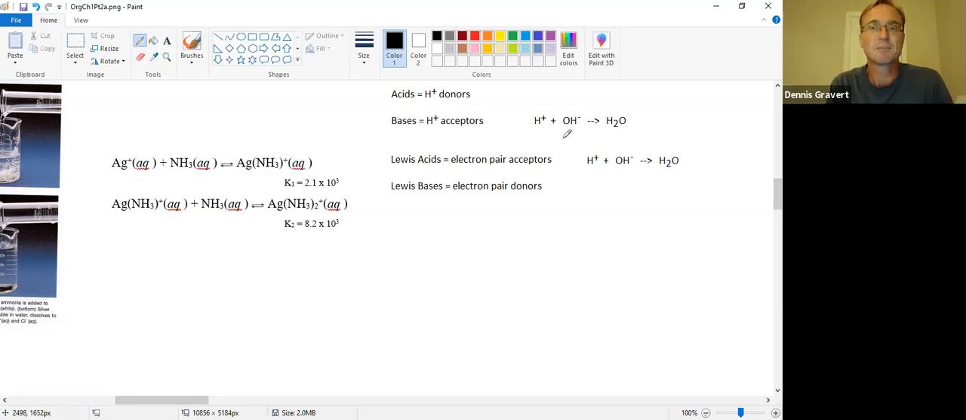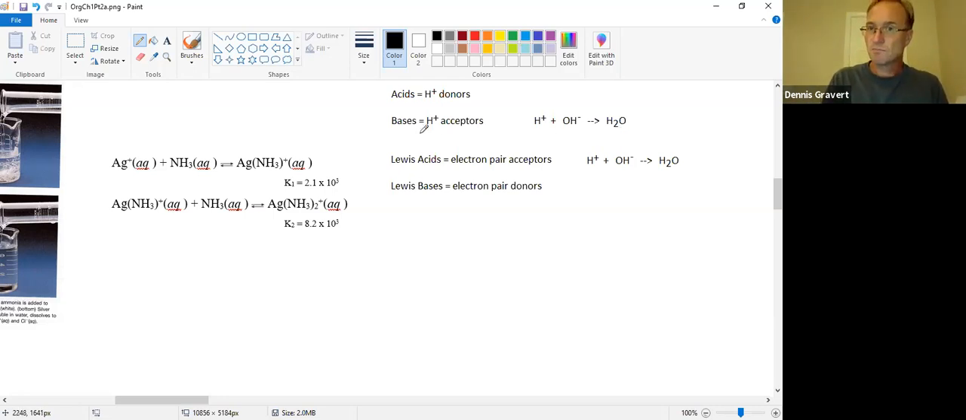All right, and here's your typical neutralization reaction. You have H+ coming from an acid. Bases usually provide hydroxide ions. And then the cation and the anion neutralize each other. You form water. Super stable, nice reaction, exothermic, yeah, acid-base chemistry.